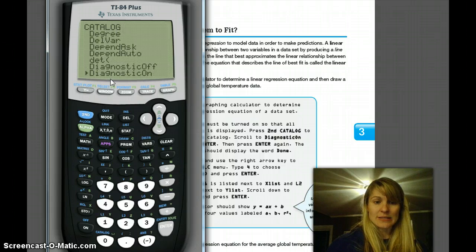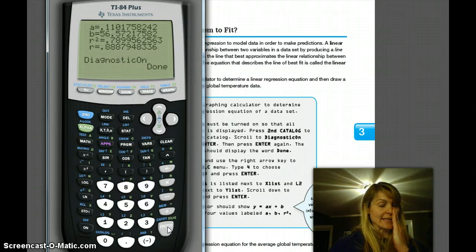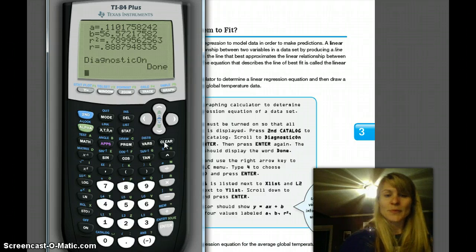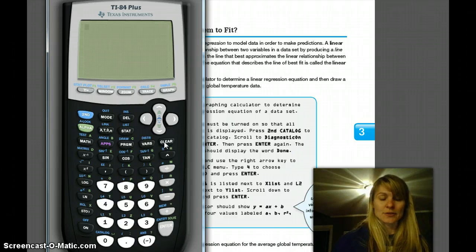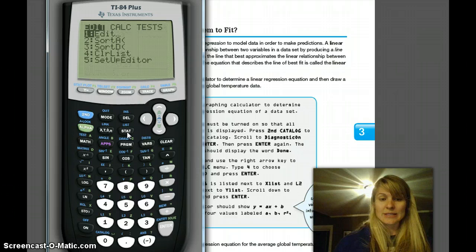We want to get to diagnostic, and we want the diagnostic on. Okay, and if you hit enter again, then it says diagnostic on, done. So we got that done. Okay, so then we're going to come up with the linear regression equation. What the linear regression does is it takes this data here and puts it into slope-intercept form based on those points, okay? So what you're going to do is hit Stat like we normally do.